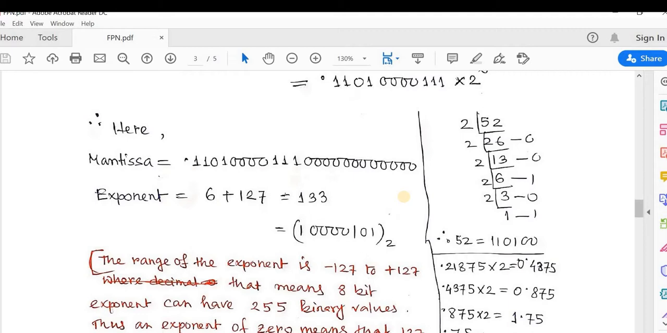The exponent is of 8 bits, so this exponent will range from minus 127 to plus 127. But the disadvantage of this method is that there are two representations for 0 exponent, that is plus 0 and minus 0. To avoid this, one may use an excess representation that is called biased format to represent the exponent.